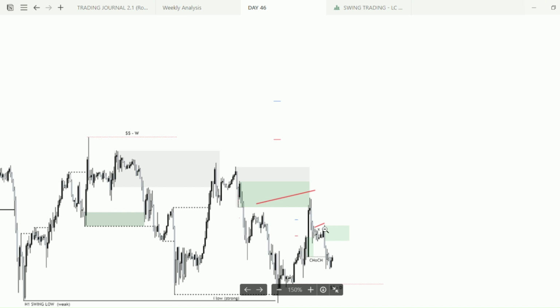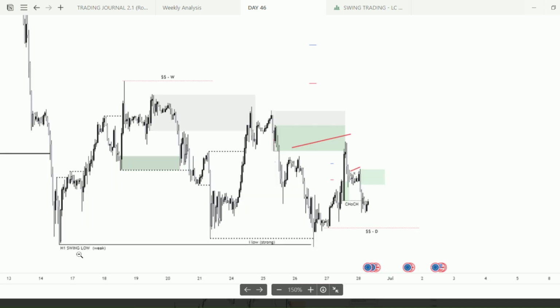But since the weak low is in between this range, price already took the buy side liquidity, and now it needs to take the sell side liquidity. If I expect the price to come all the way up here, I may be missing this trade, because price may be in a hurry to make a slight pullback, fill in some pending orders and then rally down.